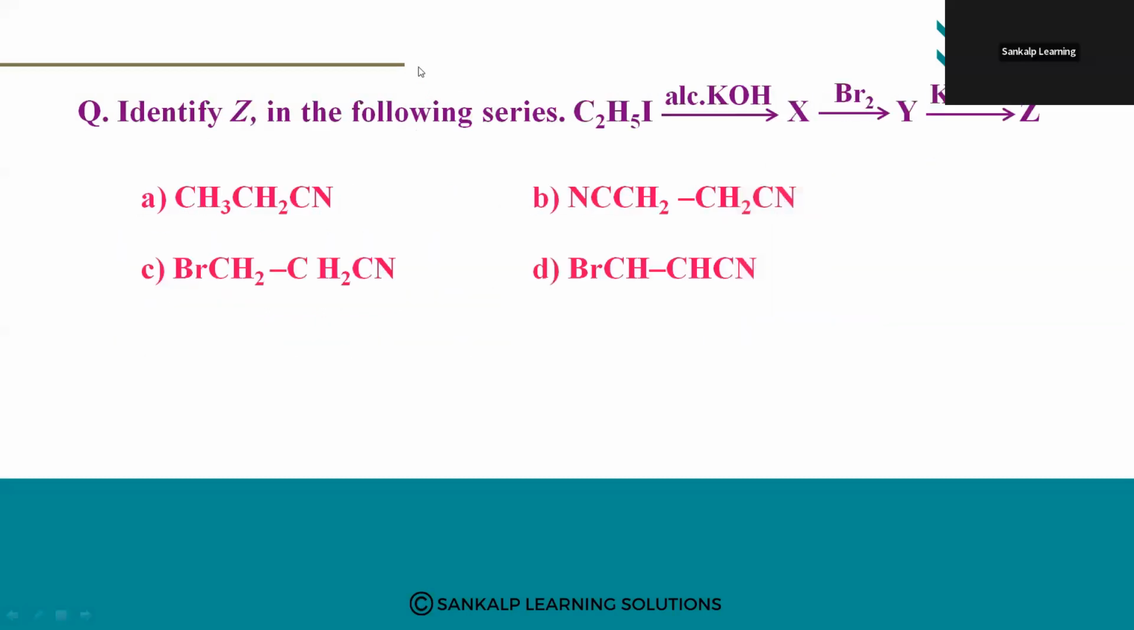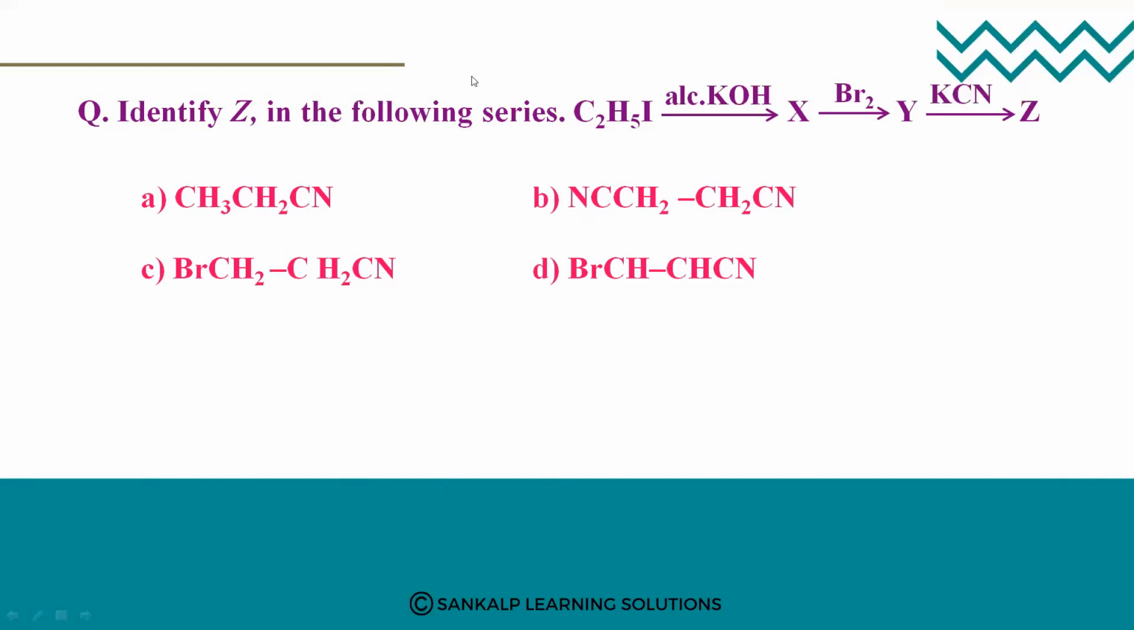Identify Z in the following series. You have to identify Z in the following series. C2H5I, that is ethyl iodide. When you treat ethyl iodide with alcoholic KOH, you have to tell what X is obtained. Then you have to treat that X with Br2, that is bromine, and you will obtain the product Y. Then you treat this Y with potassium cyanide and obtain the product Z.